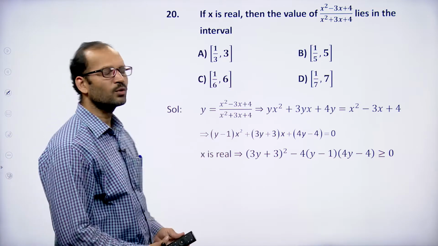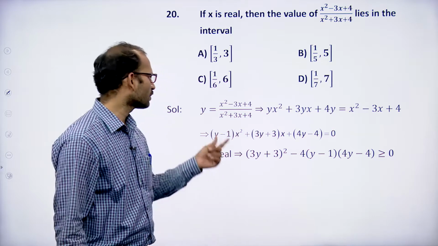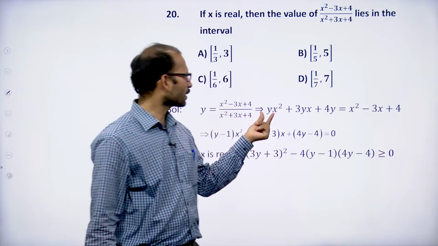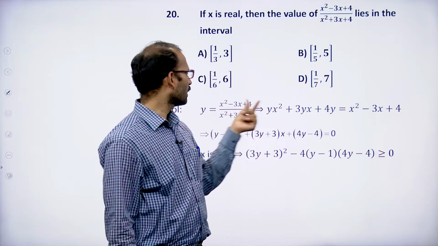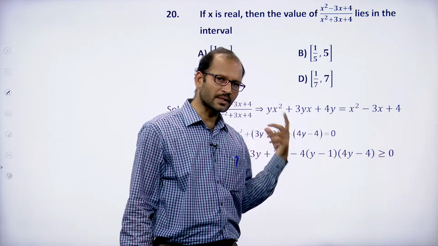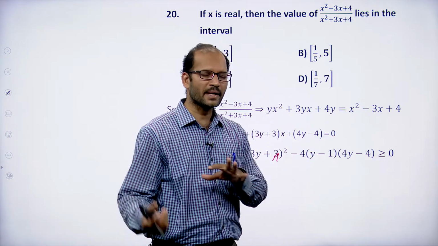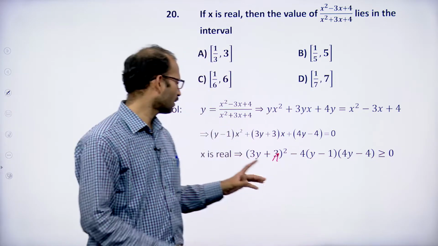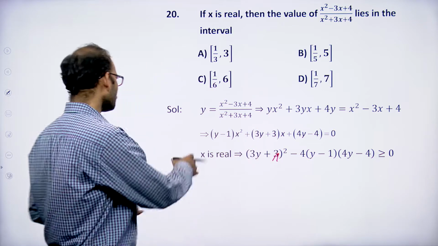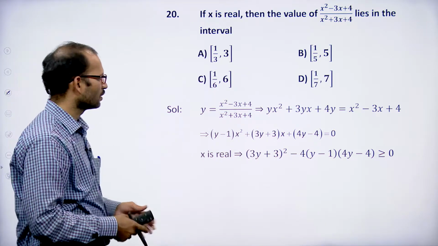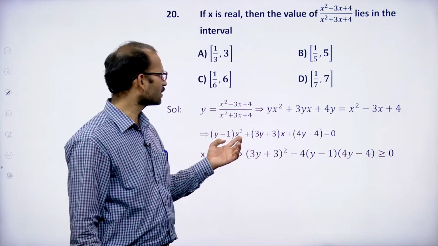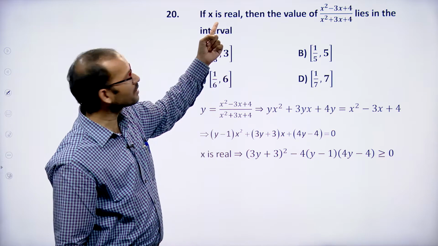Generally, the general way to solve is taking the expression as y, cross multiply: y x square plus 3xy plus 4y equals x square minus 3x plus 4. Then again bring these terms to the left side, take x square common, x common. So, make it a quadratic equation again. Taking x square common, we got this one, x common. Now, since x is real, its discriminant will be greater than or equal to 0. x is a real number here.